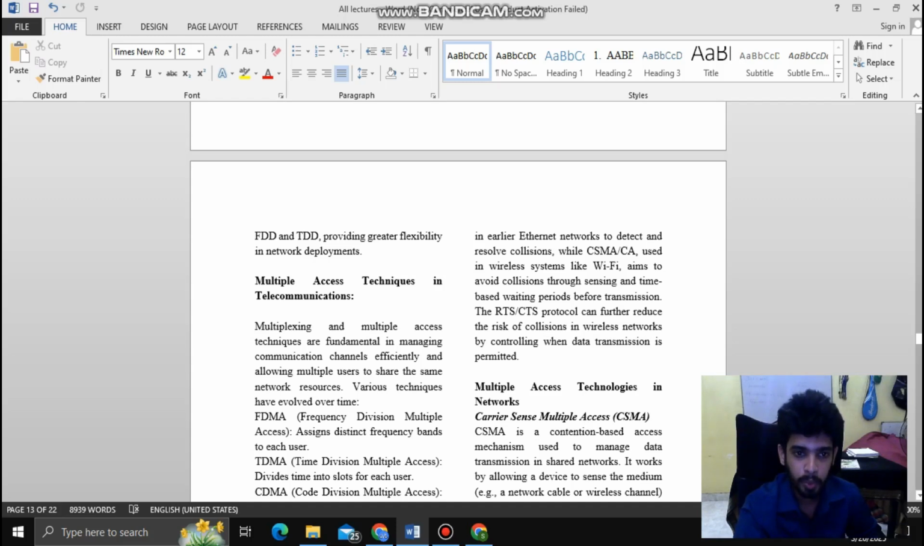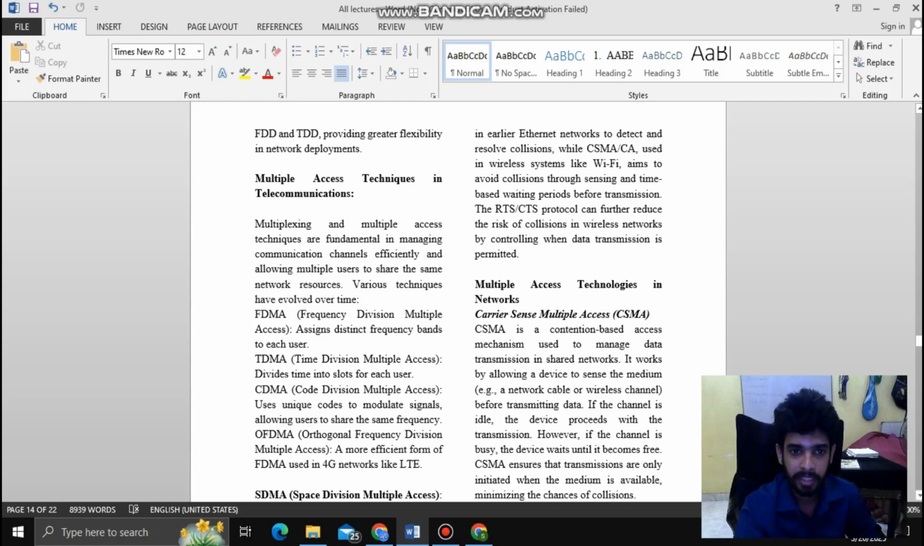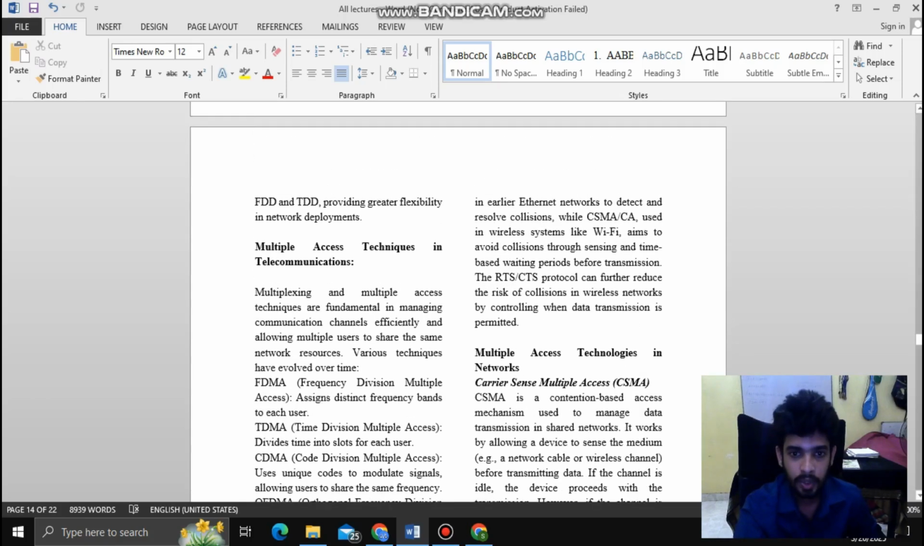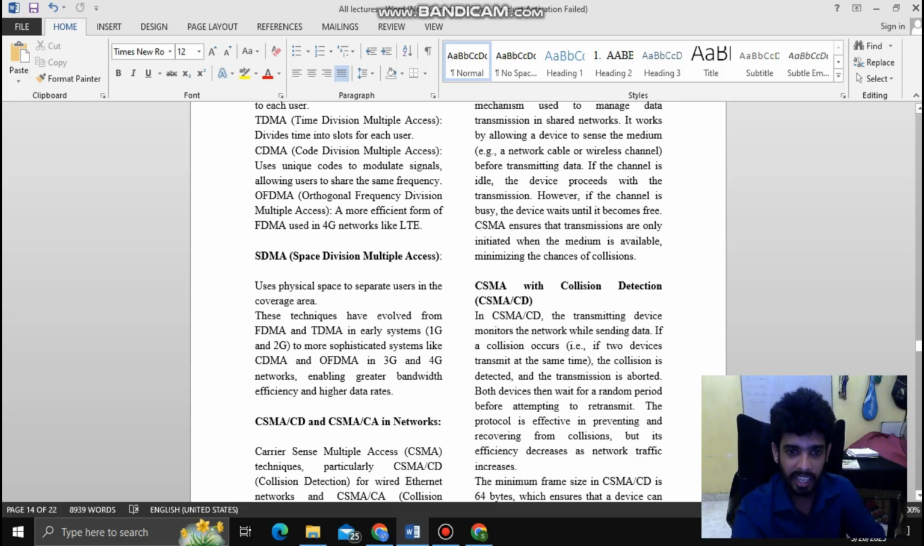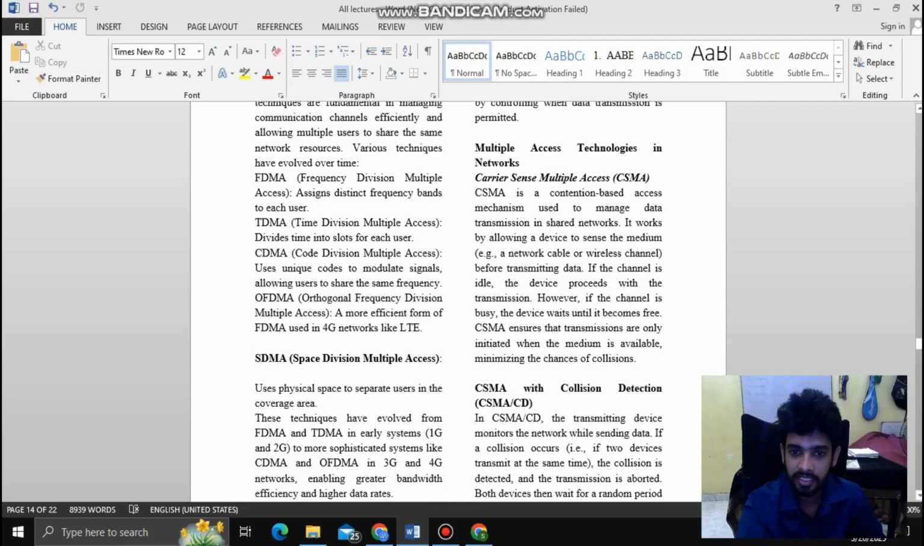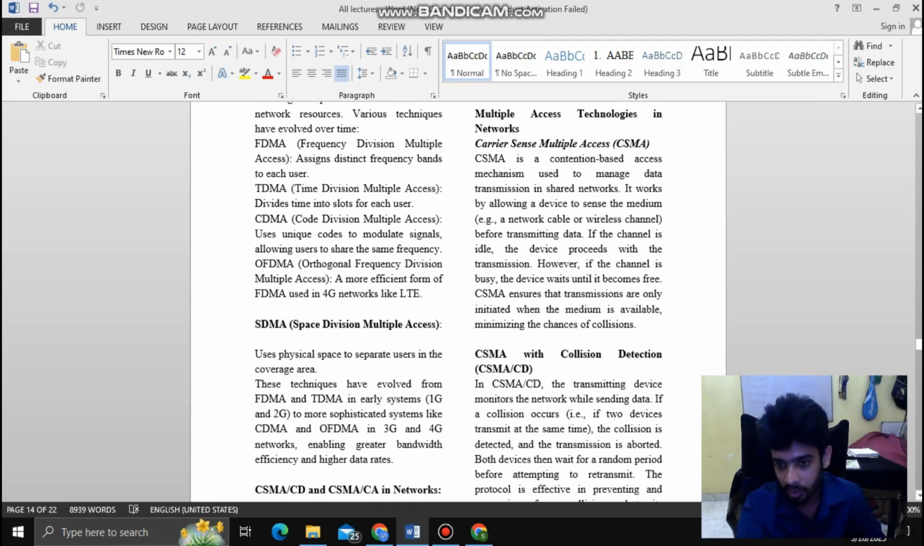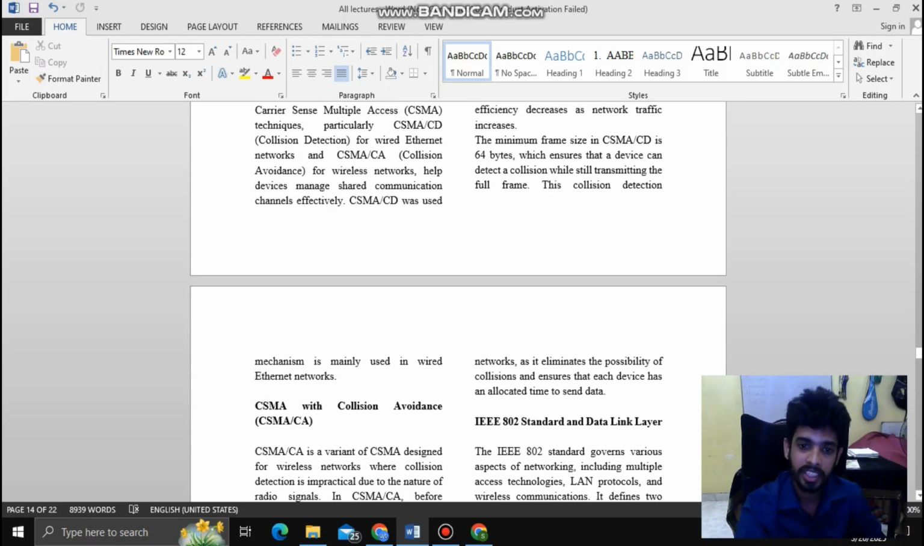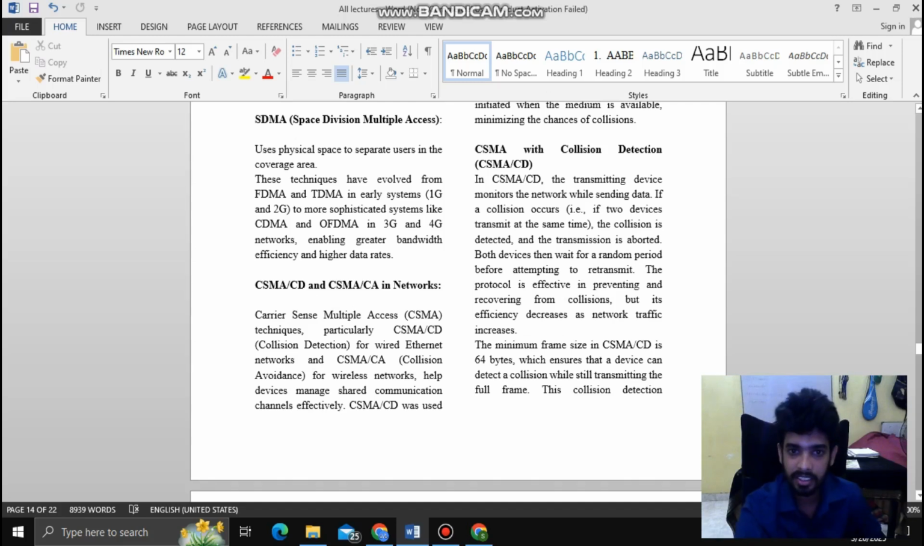Then when we come to the multiple access techniques in telecommunication, multiplexing and multiple access are fundamental. Multiplexing means many signals over a single channel. Here we are going to talk about multiple access. Some multiple access technologies in networks are CSMA, carrier sense multiple access, then CSMA with collision detection, and CSMA with collision avoidance. These are some data transmission modes.